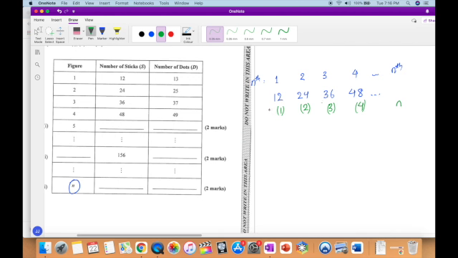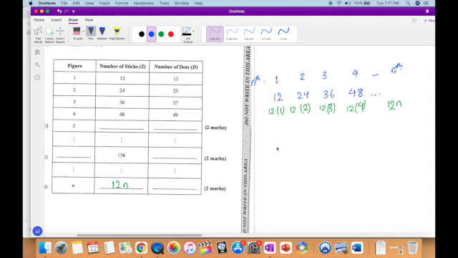Well, the first one I have to multiply by 12 to get that. Then the second one I have to multiply by 12 to get 24. 12 3s are 36, 12 4s are 48. So we can see here that 12n will be the answer for the number of sticks, right? And you want to work out your nth term first. If you work out the nth term, then you can find everything else, right?